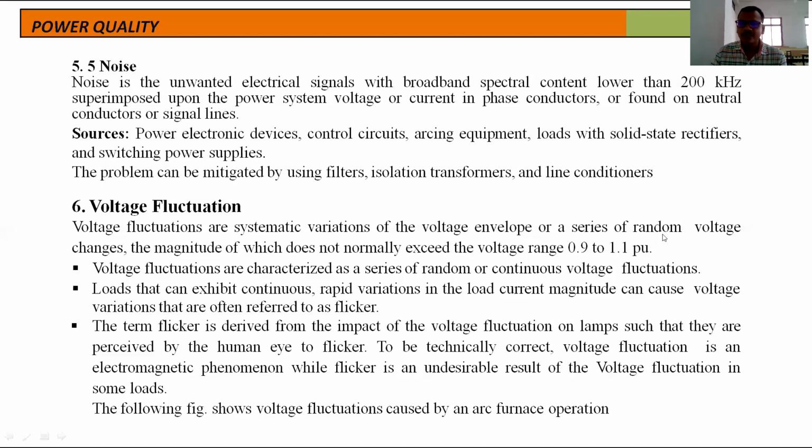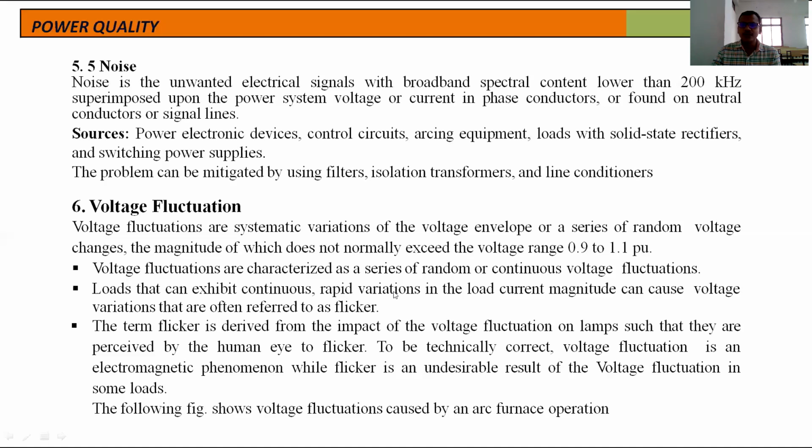Voltage fluctuations are systematic variations of the voltage envelope or a series of random voltage changes, the magnitude of which does not normally exceed the range from 0.9 to 1.1. That means plus or minus 10% of the rated voltage. That is called fluctuation. That is permissible. That is not very severe. That is negligible. Voltage fluctuations are characterized as a series of random or continuous voltage fluctuations. So sometimes continuous fluctuations will come, sometimes random fluctuations will come.